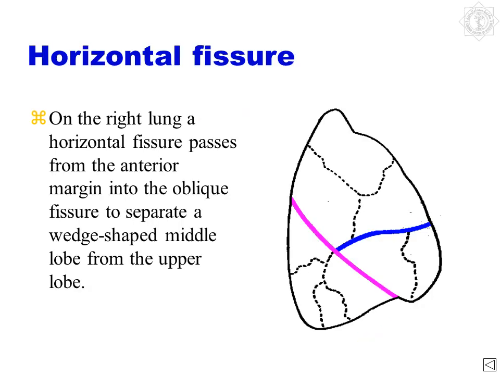The horizontal fissure, the blue one, on the right lung only, passes from the anterior margin into the oblique fissure to separate a wedge-shaped part, called the middle lobe, from the upper lobe.